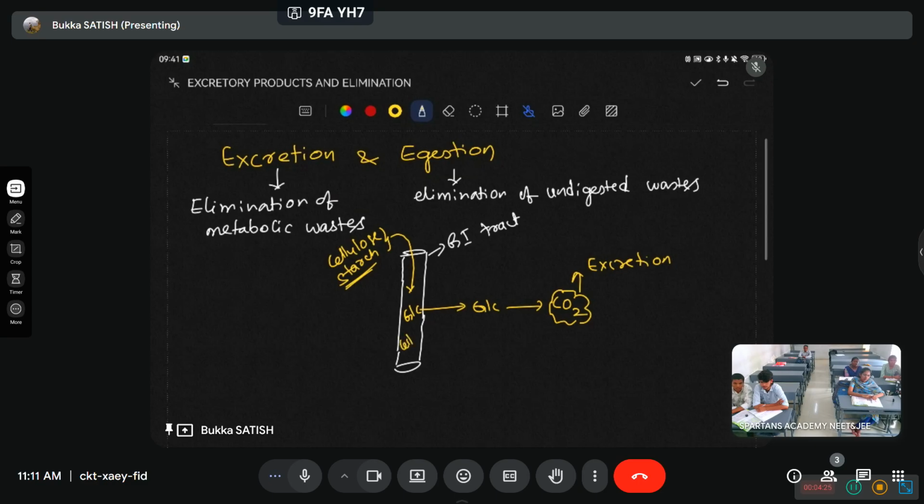What about the cellulose? Cellulose will not be digested at all. This is undigested waste. This undigested waste will be eliminated as such. This is what the egestion is. Whatever ingested food is there, if not digested, that undigested food is eliminated through the egestion process. Is everyone clear?